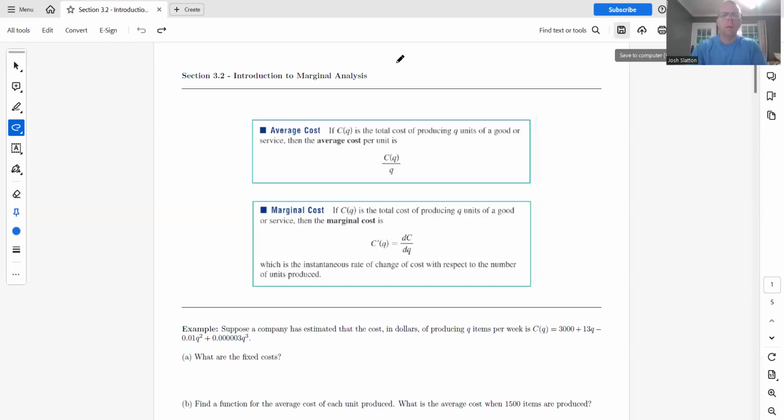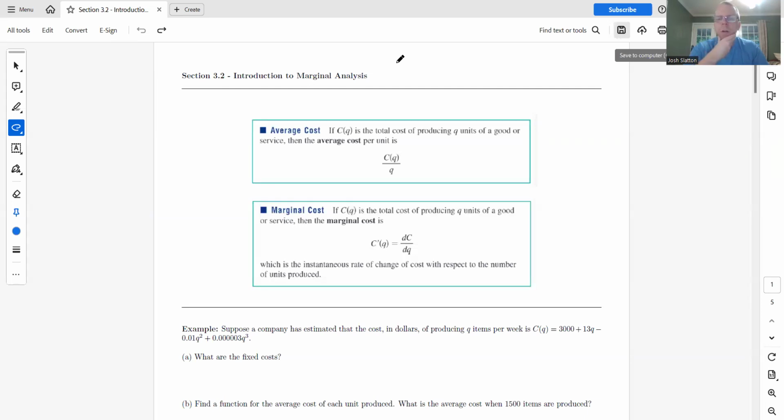All right, so section 3.2 on Introduction to Marginal Analysis. This section is very practical, not a lot of just throwing out random functions to take derivatives of. There are a lot of word problems in this section, but nothing too complex once you learn the formulas and when to use them. I don't think it's anything too complicated.